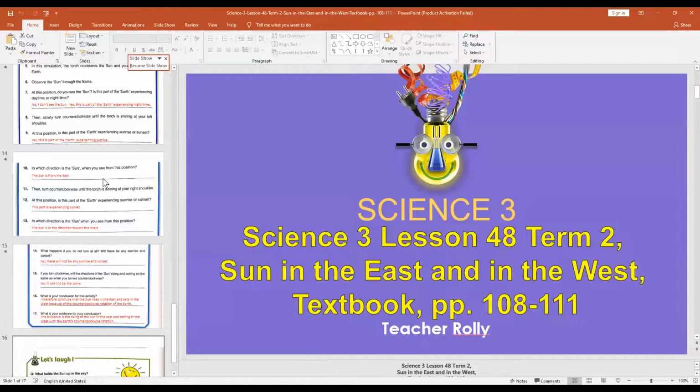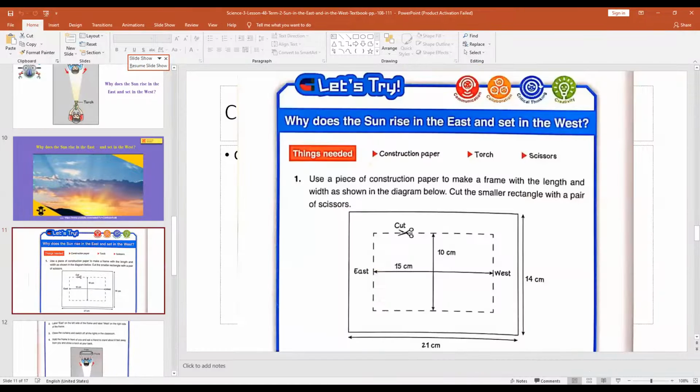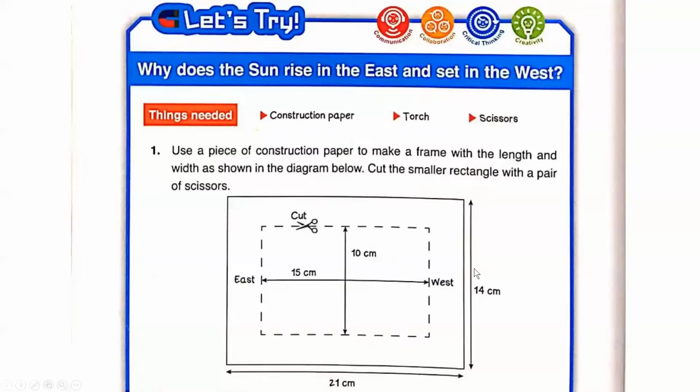Ready to answer the activity right here. Let's try answering this activity right now so that you can complete the homework for today when you arrive home in the evening after school. This is it. As you know, we are to prepare for this things needed: construction paper, torch, and scissors. No need because we already have the picture in here.